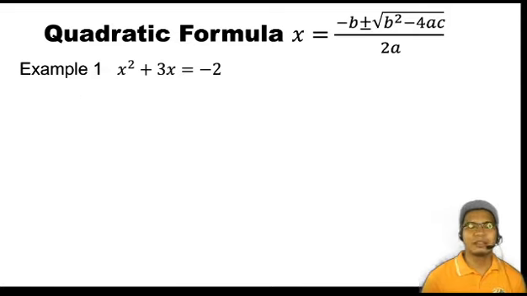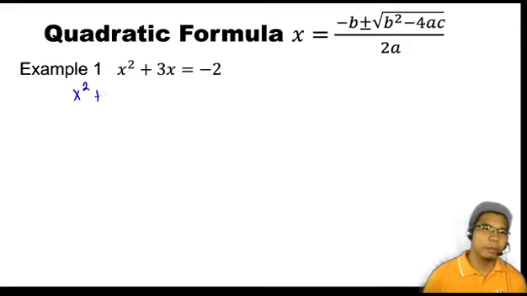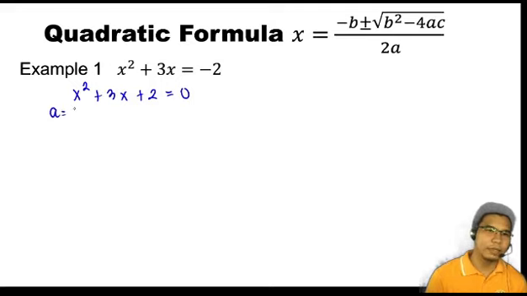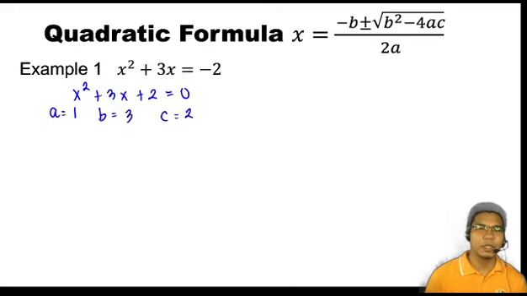So by this, let us write the equation first in its standard form. So the standard form of this quadratic equation is x squared plus 3x plus 2 equal to 0. So now we are ready to get the values of a, b, and c. So a here is equal to positive 1, b is equal to positive 3, and c is equal to positive 2.